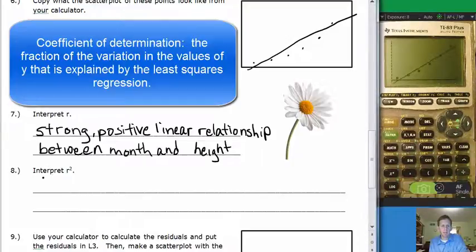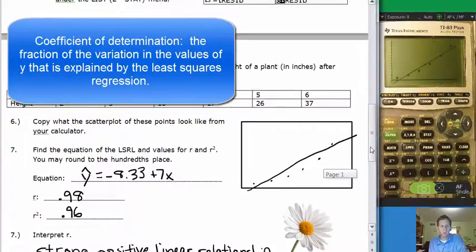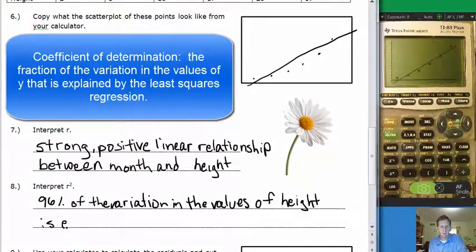This can be written as a percentage. So we're going to say that this is your percent, 96% of the variation in the values of, in this problem, our y variable was height, is explained by the least squares regression.